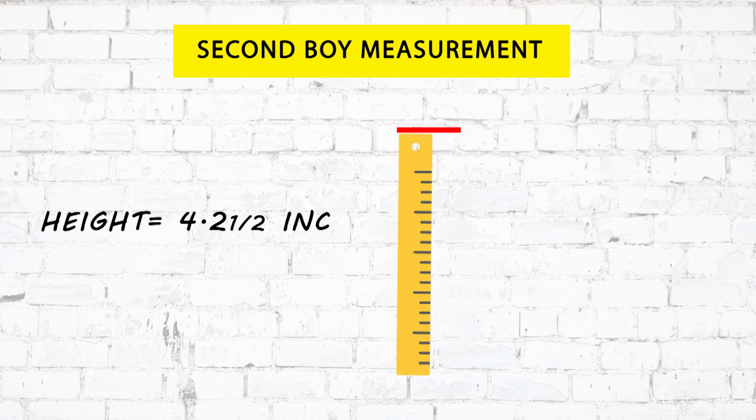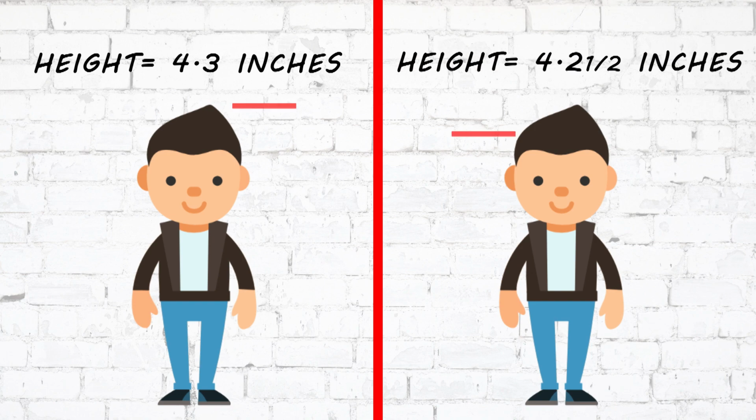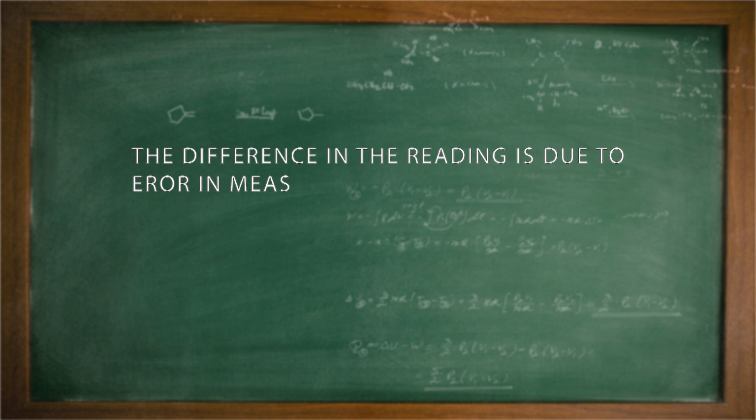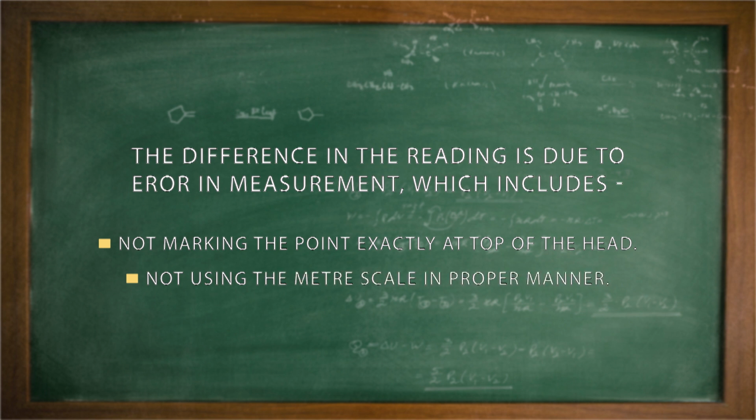In this activity, we observe that the same distance measured by different people gives different values. From this activity, we notice that the measurements taken by different people may be close to each other, but not exactly equal, even though they used a standard scale. So students, can you tell why there is a difference in measurement by different students? This difference in the reading is due to error in measurement, which includes not marking the point exactly at the top of the head and not using the meter scale in a proper manner.